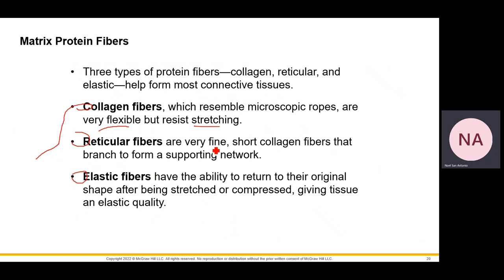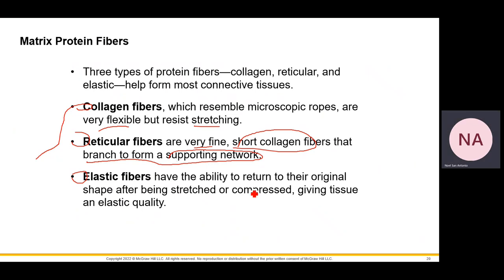While reticular fibers are very fine, okay? Very fine, short collagen fibers. So, ibig sabihin, reticular fibers are also collagen, no? But they are not like rope, but rather they form branching, so that they can form a supporting network.